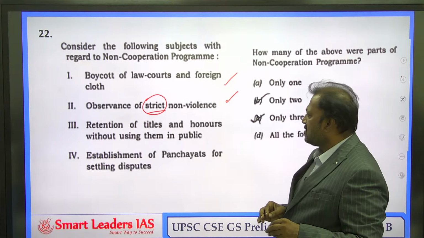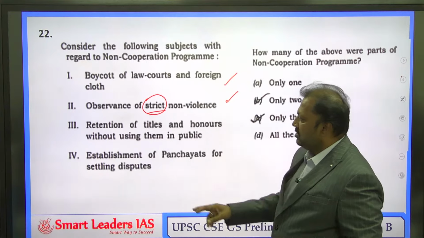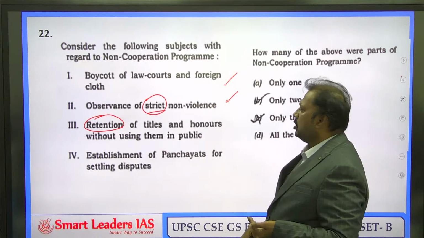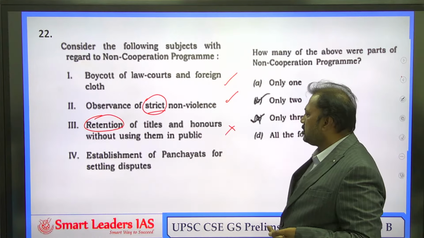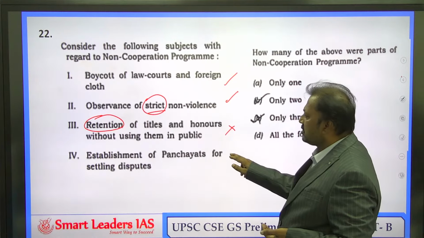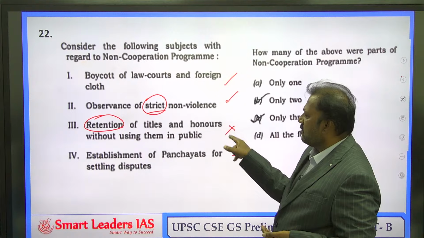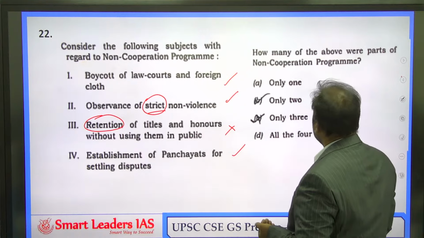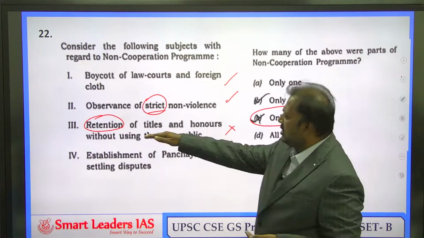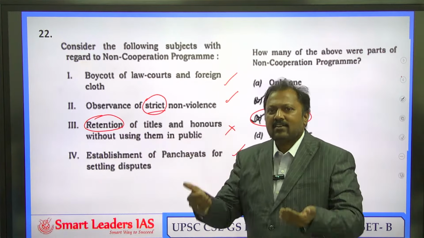Retention of titles and honors without using them. No, he did not say retention. He said surrender of the titles. The titles have to be surrendered. So this is wrong. Establishment of panchayats for settling disputes. This is correct. Retention of titles and honors without using them, that is wrong. So here only 1, 2 and 4 are correct, and the answer is going to be accordingly, because here he is telling don't retain the titles, surrender the titles.